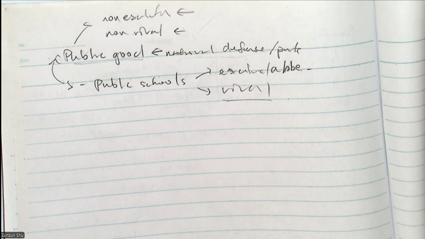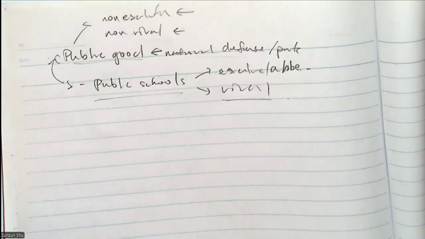And especially this would be in a school of limited space. If they let one person in, that means another student would have to go to another school. So public schools would actually be an example of not a public good at all. They don't satisfy any of this.